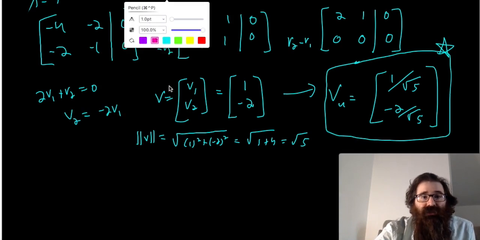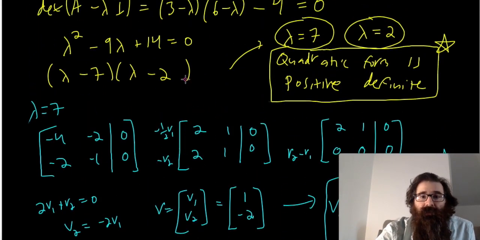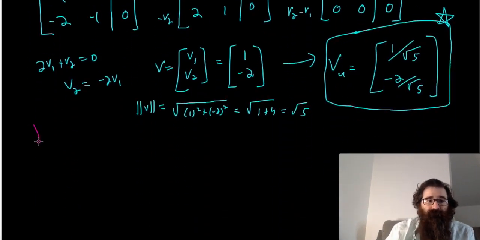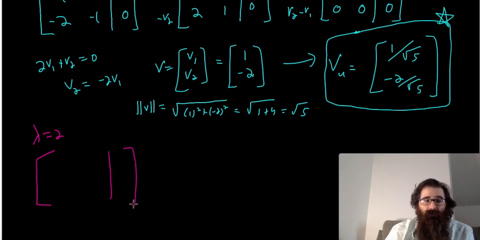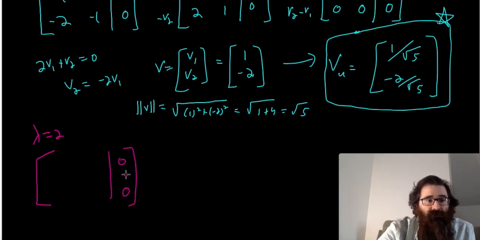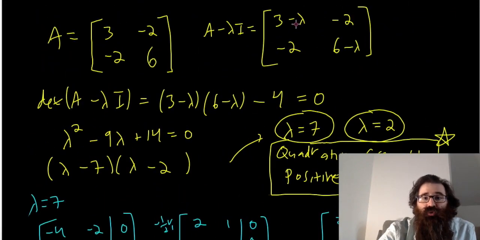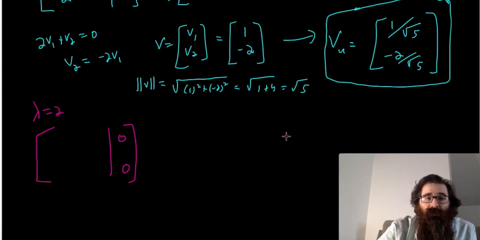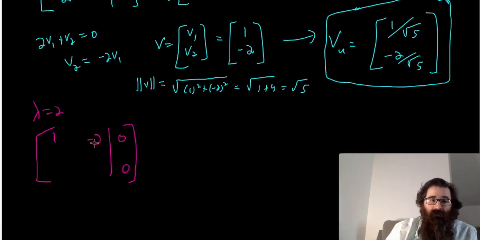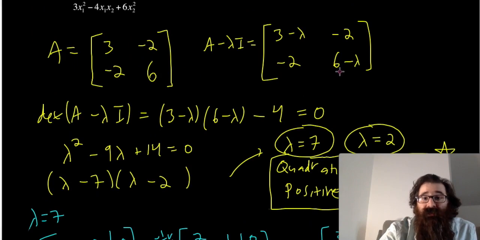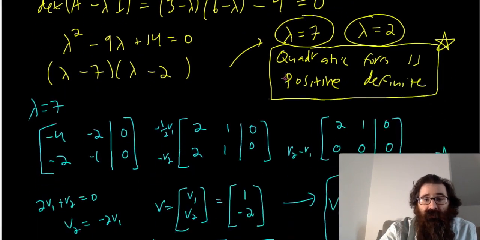As a consolation, we get to do this again with the other eigenvalue, lambda equals 2. Let's build that system and solve it. So lambda equals 2, we're plugging in. I get 3 minus 2 is 1, and then negative 2. And then we have negative 2, and then 6 minus 2 is 4. So negative 2 and then 4.